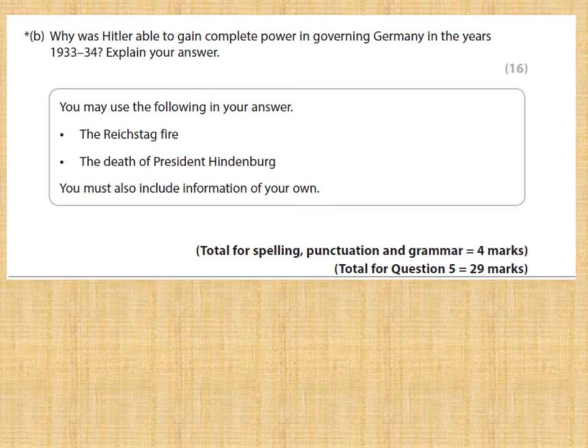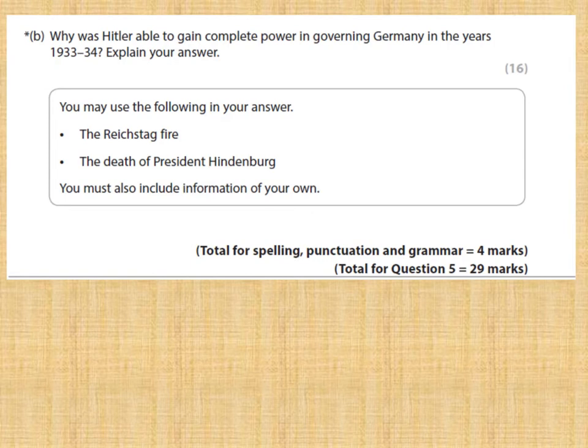This one is a why question. Why was Hitler able to gain complete power in governing Germany in the years 1933 to 34? A classic question, getting you to focus on the change in Germany from a democracy to a dictatorship between January 1933 and August 1934. And again, you have your bullet points here, such as the Reichstag fire or the death of President Hindenburg. But if you've revised carefully, you'll know there's a whole host of other factors you could write about here, such as the enabling law, for example, of March 1933.